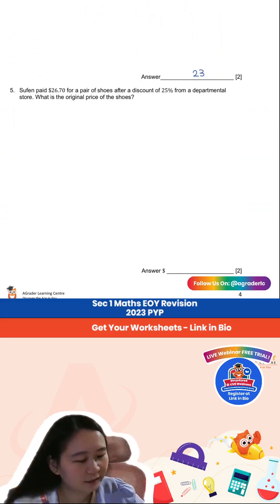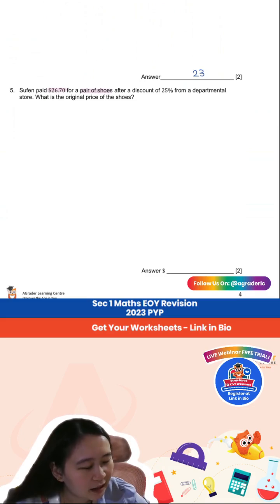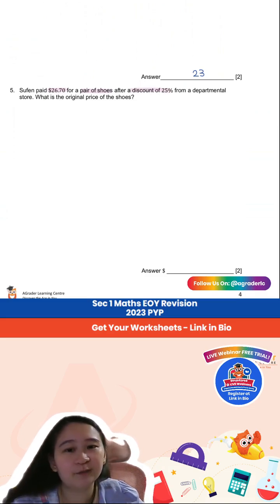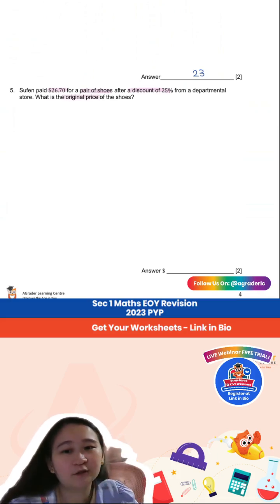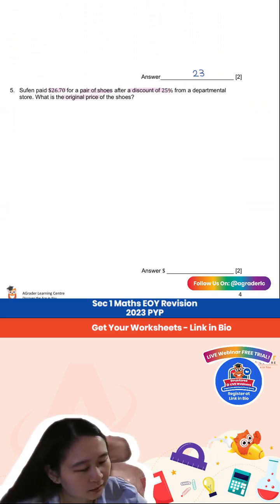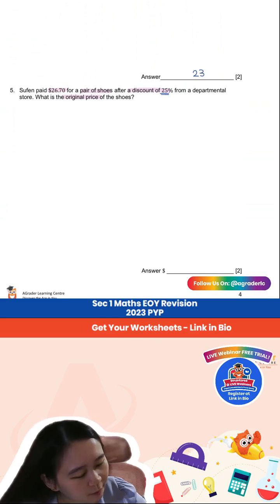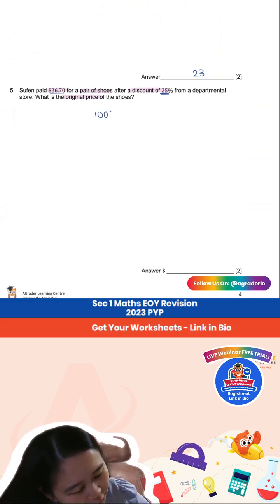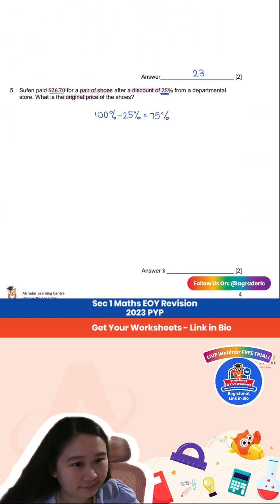So Shufen paid $26.70 for a pair of shoes after a discount of 25% from a departmental store. What is the original price of the shoe? So this is after the discount of 25%. Means the amount that she paid for is 100% minus away the discount, 75%.